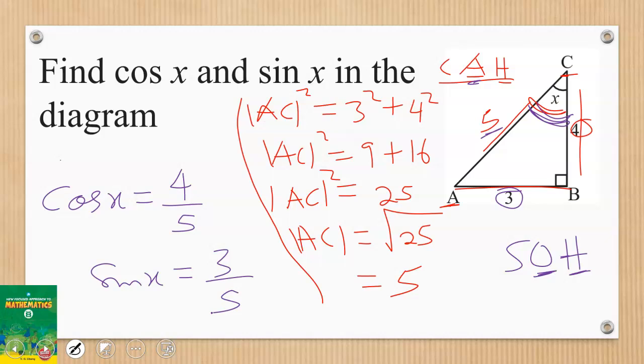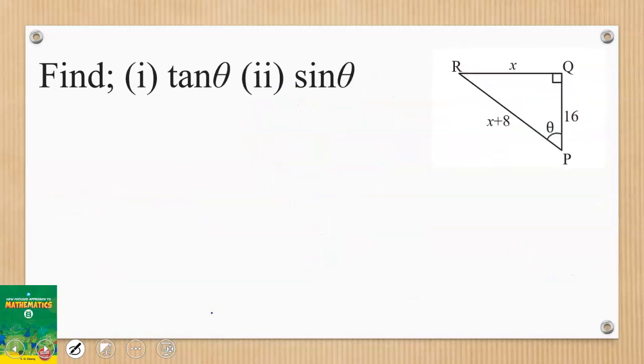Good. Now let's see the last example. Here we have to find tan theta and sine theta in this diagram. Now, because we want to find sine theta, we want to know the value of x so that we can find its value in terms of finding the sine or the tan. Now we know that by Pythagoras theorem, the longest side squared, that is the hypotenuse side squared, should be equal to the sum of the two other sides squared, so (x + 8) squared equals x squared plus 16 squared.